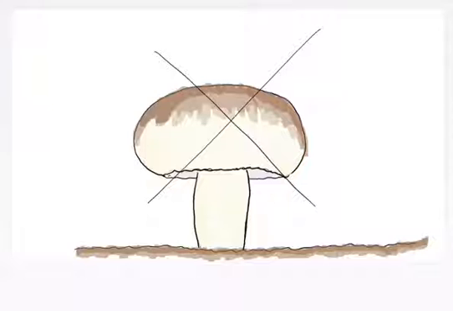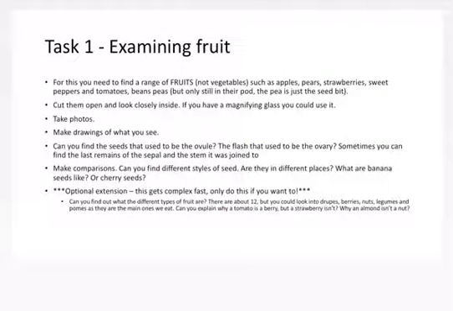So, I'm going to give you 2 tasks, 2 pieces of work that I want you to do, both of which should take a reasonably large amount of time, partly because you've got to get things together. Now, task 1, examining fruits. For this, you need to find a range of fruits, not vegetables. We talked about vegetables to show how they aren't fruit, but for this lesson, we're thinking about fruits. So you can get apples and pears and strawberries and peppers and tomatoes and peas and beans.